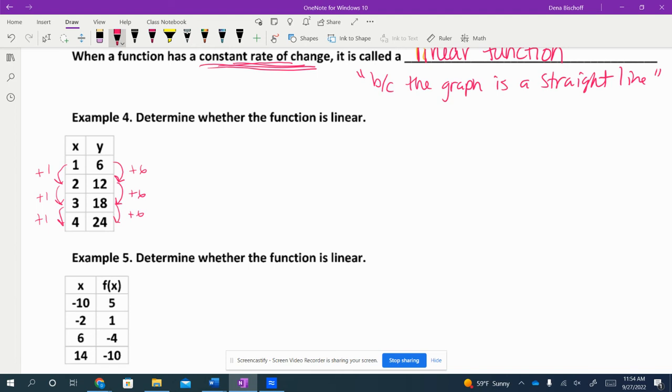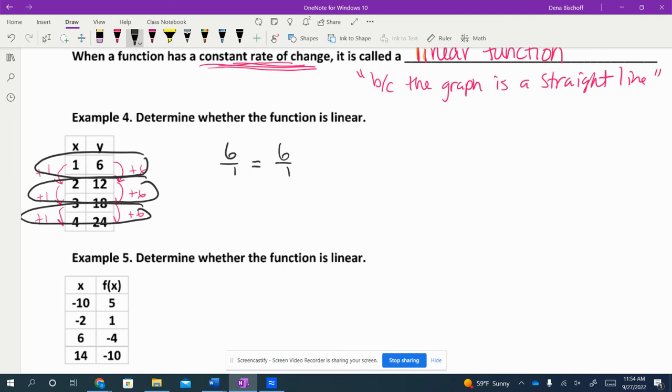So when I look at that, I'm going to write these as fractions. I'm going to compare each set. This is my first fraction, 6 over 1. It has to be equal to the next fraction, 6 over 1 and 6 over 1. And this is true, correct? These are equal to each other. So is this function linear? Yes. It's linear because it has a constant rate of change.